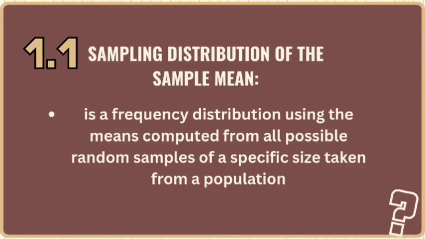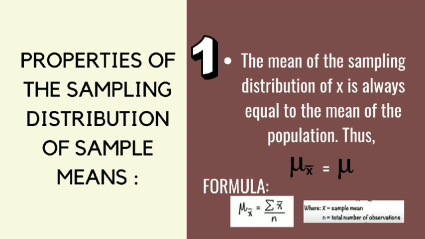In lesson 1.1, we have the sampling distribution of the sample mean. So what is a sampling distribution of a sample mean? It is a frequency distribution using the means that is computed from all possible random samples of a specific size taken from the population. So there are properties of the sampling distribution of sample means.